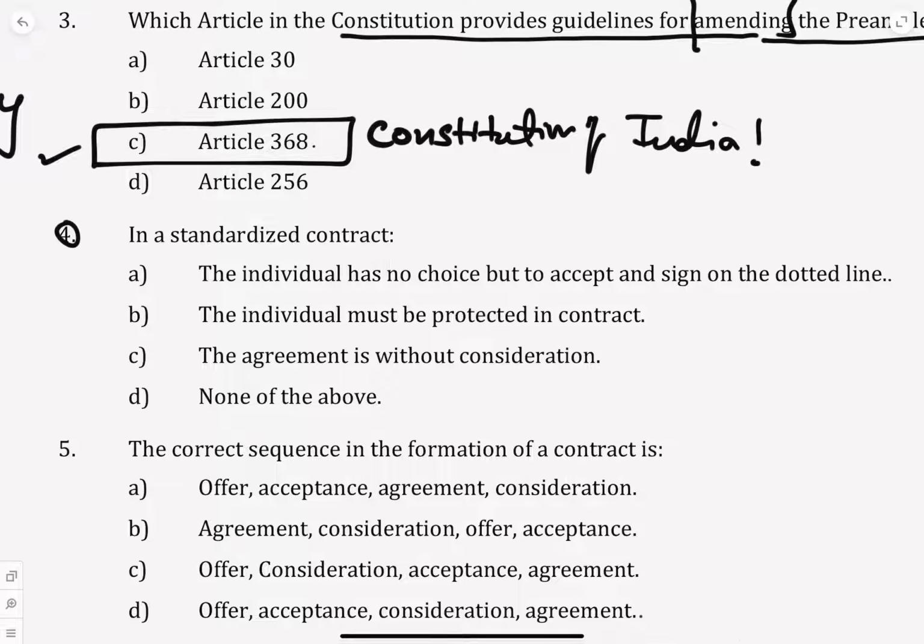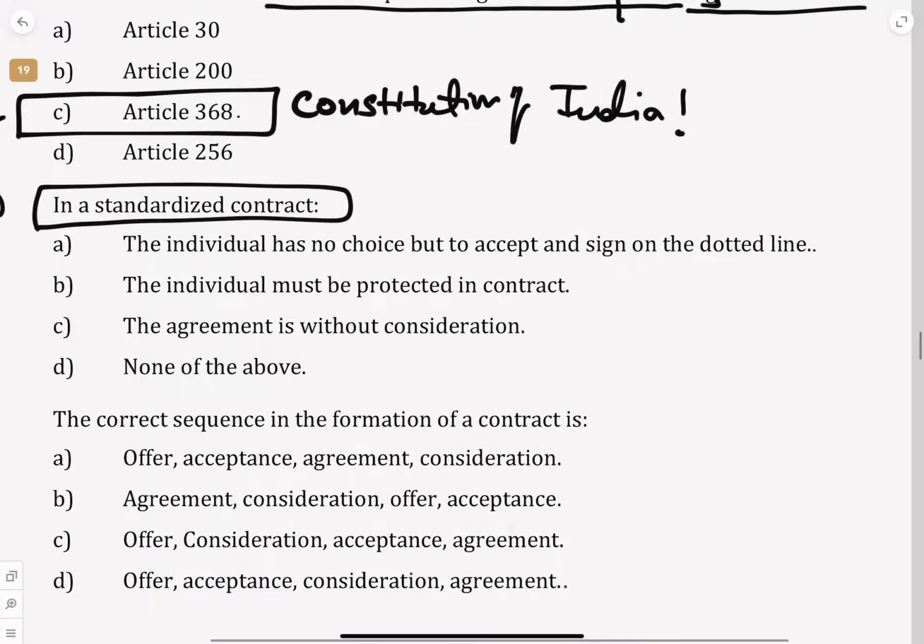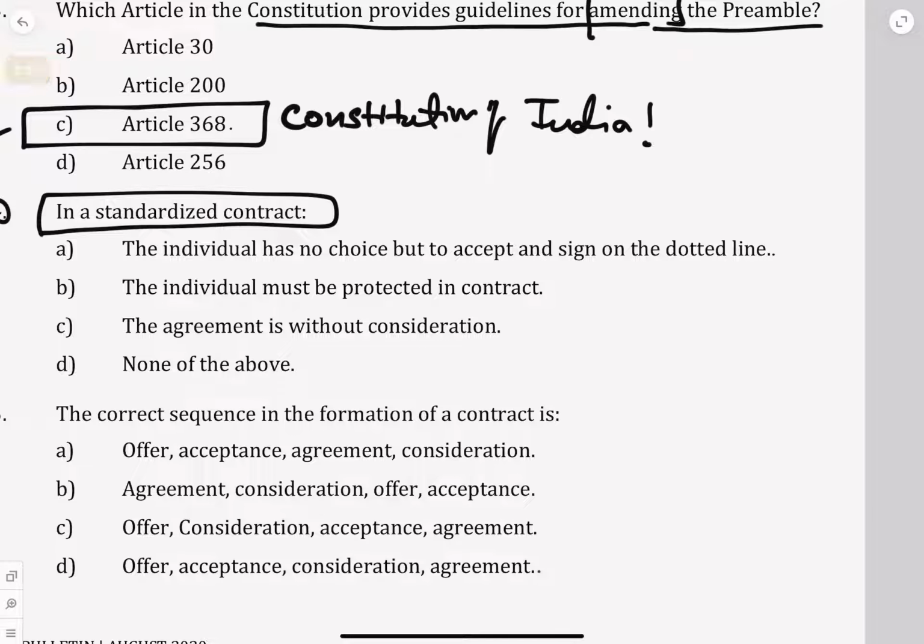Question number 4. In a standardized contract, what is the concept? Individual has no choice but to accept and sign on the dotted line. The individual must be protected in contract. The agreement is without consideration. None of the above. Definitely the agreement without consideration is not the answer, and none of the above is not the answer here. The individual must be protected in contract: yes, this is possible, but the individual has no choice but to accept and sign on the dotted line. So this is the correct answer.